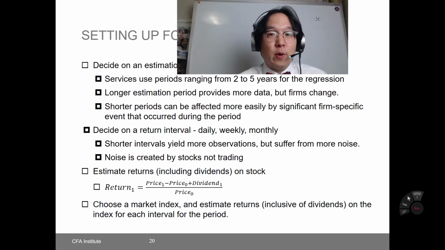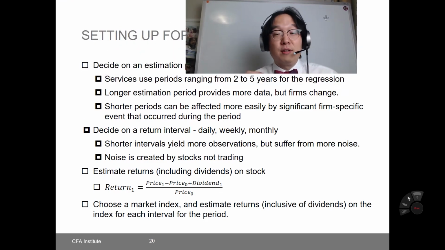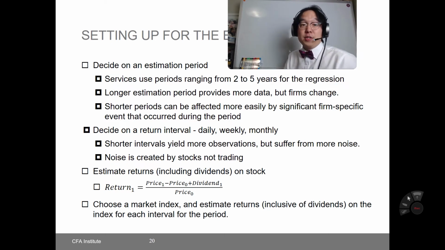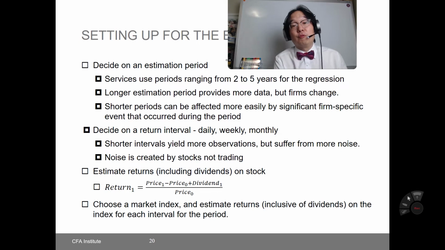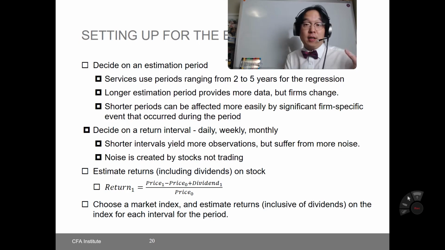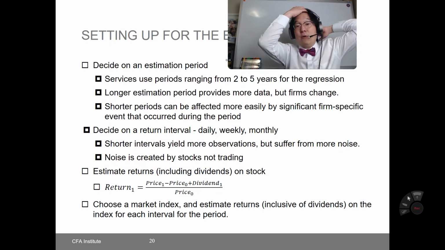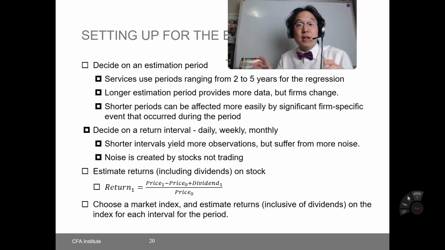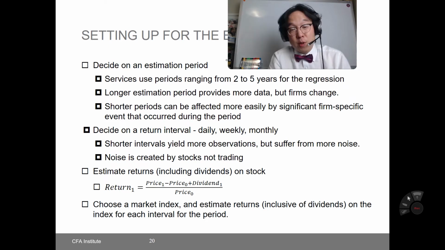So when you are running regressions to estimate those betas in the characteristic line, you have to decide on an estimation period. Services use periods ranging from 2 to 5 years, right? Yahoo beta or Google Finance betas or Naver Finance and whatever finance website, they provide beta estimates, but you have to be careful about their estimation period. Is it a 2-year period or 5-year period or just a 1-year period?